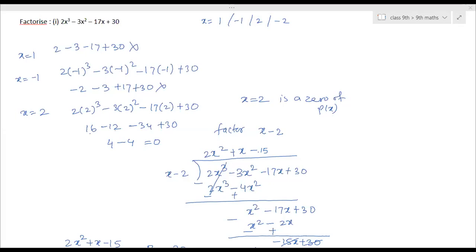Which question? Fourth one, second part. Second question, yes. X square is not there. That means we can write it as 0x square. Okay, so 0 is the quotient.